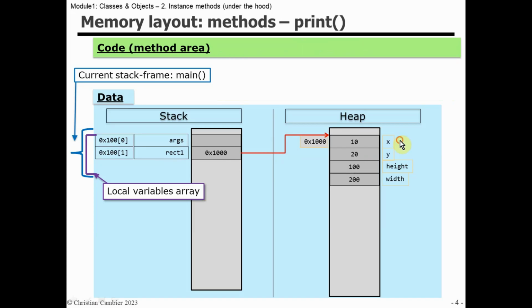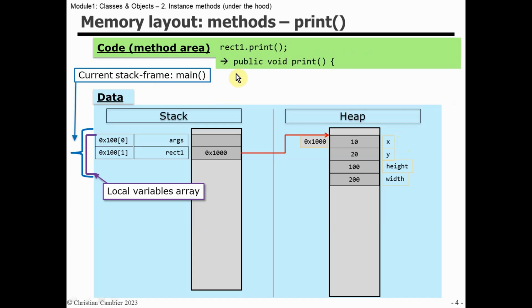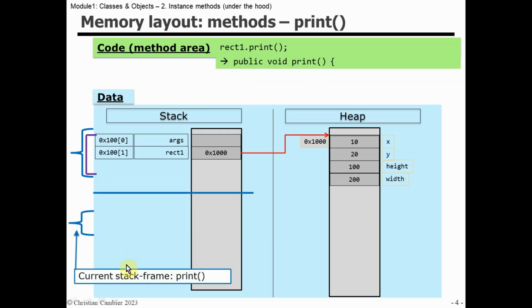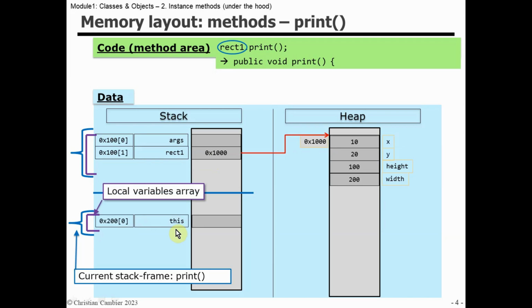Okay. Now what happens when we invoke a method using the reference variable? Well, this statement rect1.print is located in the main method, so the current stack frame is that one of the main method. When invoking another method, a new stack frame will be constructed, this time for the print method. What will be part of the local variables array in this case? Well, because it is an instance method, and the instance being used is rect1, the value of rect1 will pass to an automatically added variable called this that will contain a copy of the rect1 value.